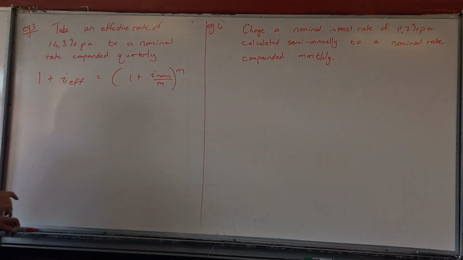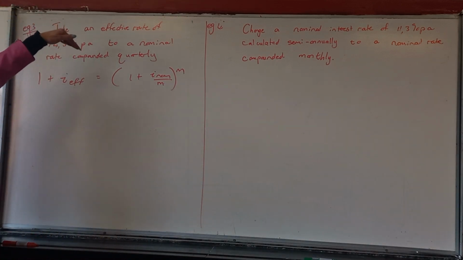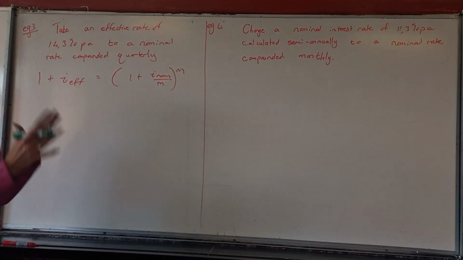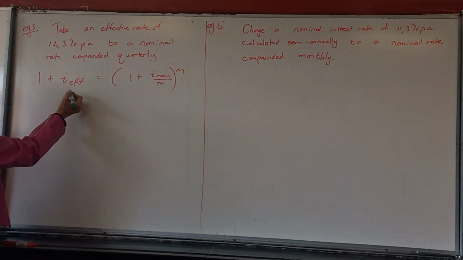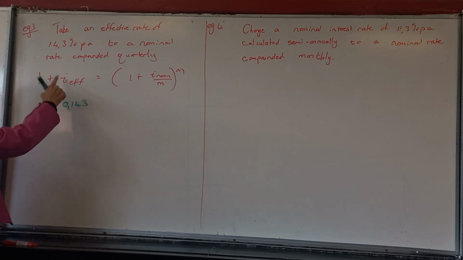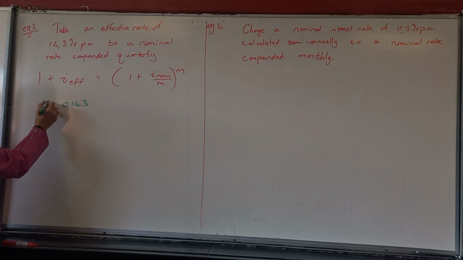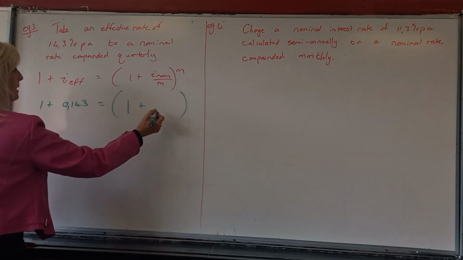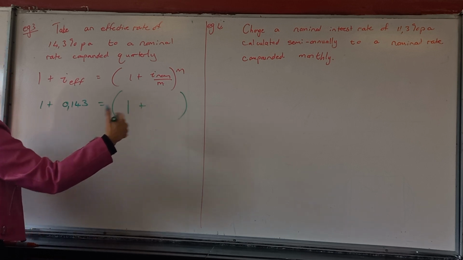Right, so taking an effective rate into a nominal rate, the formula doesn't change, it stays the same. But your effective rate is now 0.143. Always remember to divide by the 100. That's 1. Brackets stay the same, the 1 is always there. The nominal rate, the unknown, is the one I'm looking for.